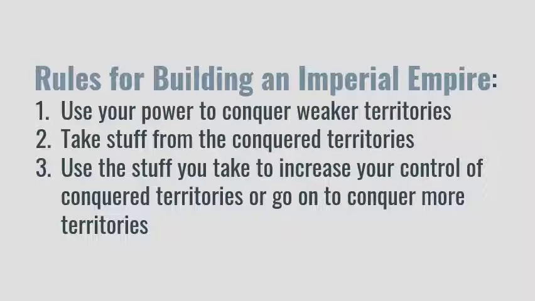So there are 3 rules for building an imperial empire. If you want to build an empire, this is what you would do. 1, you use your power to conquer a weaker territory. So you go over and you take over a weak neighbor, maybe on the other side of the ocean. Second, you take stuff from the conquered territories. This could be tax money, it could be natural resources, or it could even be people. 3, you use the stuff you take to increase your control of these conquered territories, or you go on to conquer more territories that you can take control of.